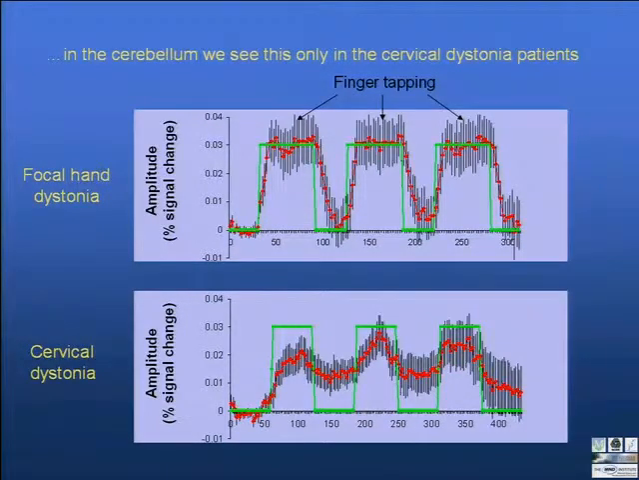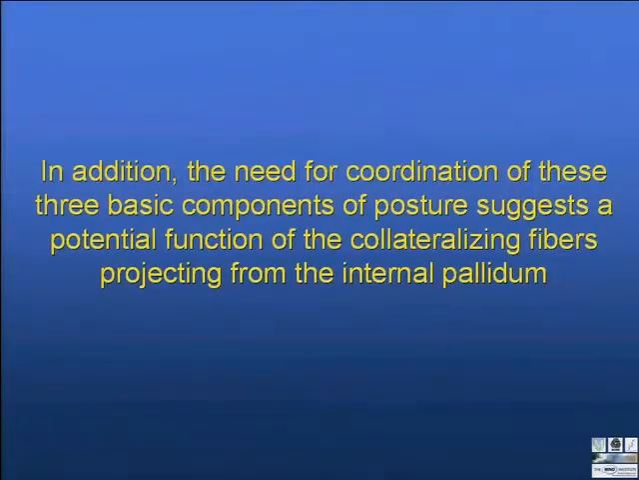At any given time, your body has to know: should I be in rest mode? Should I be in movement mode? How can I control what my hand is doing while I'm writing, while at the same time making sure my shoulder is stable enough to write? The really nice thing is that these collateralizing fibers that go to all these different motor regions suggest a perfect way to coordinate all the different subcomponents of posture.